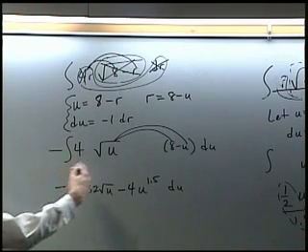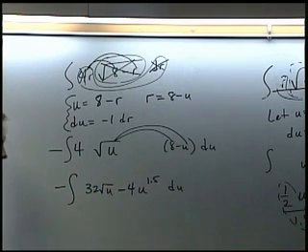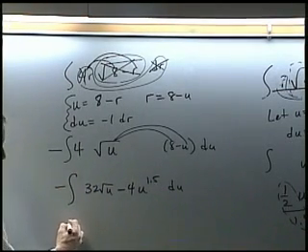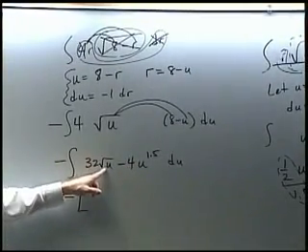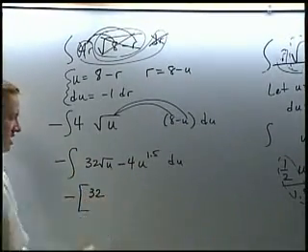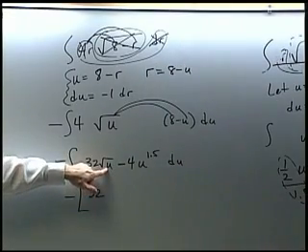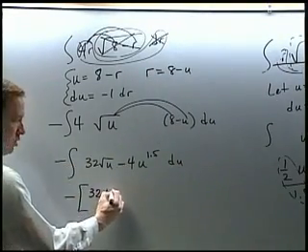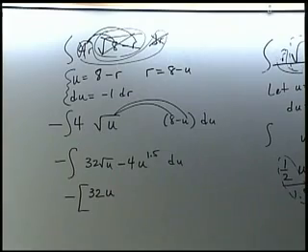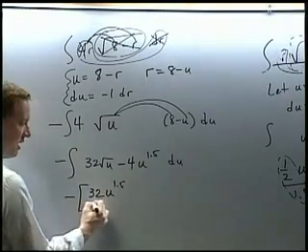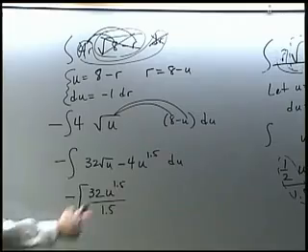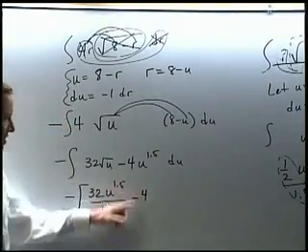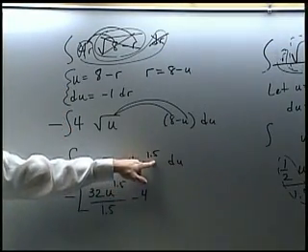All right, now let's finish this one off here. I've got this negative out in front here. What's the antiderivative of this? Well, the 32 stays there. The antiderivative of this is what? u to the 1.5 divided by 1.5. Then I come over here, this 4 stays here. What's the antiderivative of u to the 1.5?